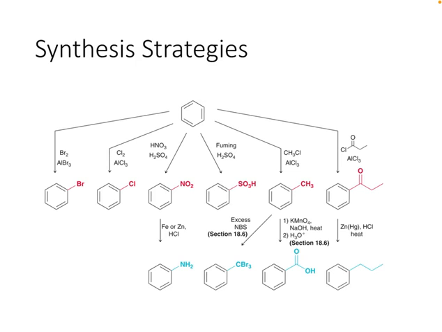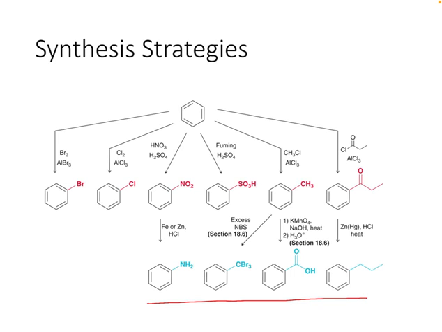Hi everyone! In this video we're going to go over some synthesis strategies regarding electrophilic aromatic substitution reactions. So in the first half of the chapter we talked about how to add different functional groups to an aromatic ring like benzene, and we saw that there are multiple reactions we can perform to add different functional groups. Now a few of them do involve two steps.